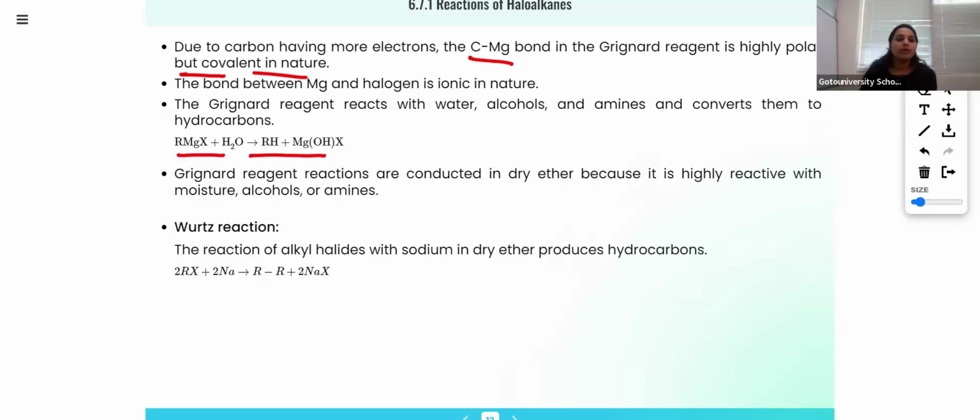Okay. Now another one, Wurtz reaction. When a haloalkane reacts with sodium, a hydrocarbon will form. Two molecules we have to take. The sodium will react with the halogen to produce sodium halide. So this is called Wurtz reaction. Wurtz reaction means haloalkanes are converted into hydrocarbons.